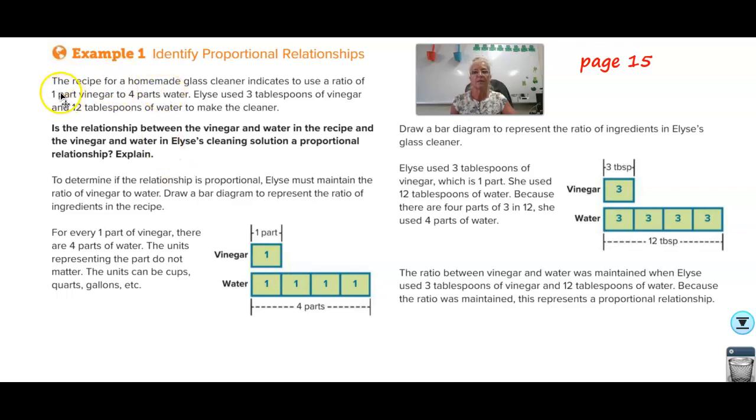Okay, so there's a whole lot of words and drawings to just tell you that the relationship is the water has to be 4 times as much as the vinegar. It doesn't matter how much, but it's got to be 4 times as much. So if 3 tablespoons and 12 tablespoons, it's 4 times as much. This is a proportional relationship.